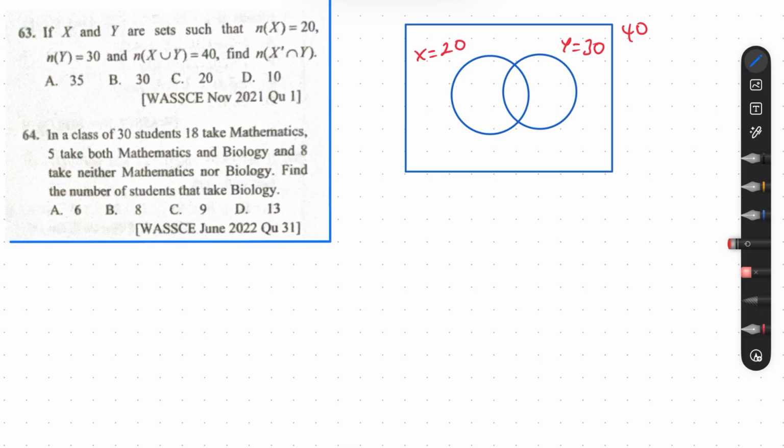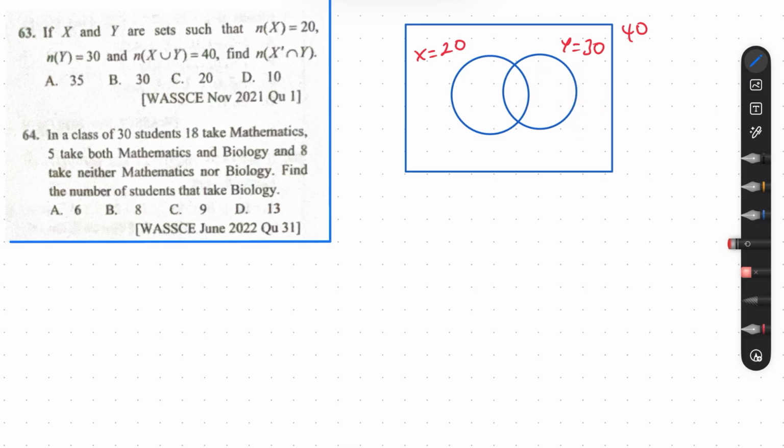The question says find the number of x complement intersection y. X complement means everything outside of x. Intersection y means the intersection of this. So the only intersection we have here is right here, and this portion stands for y only.